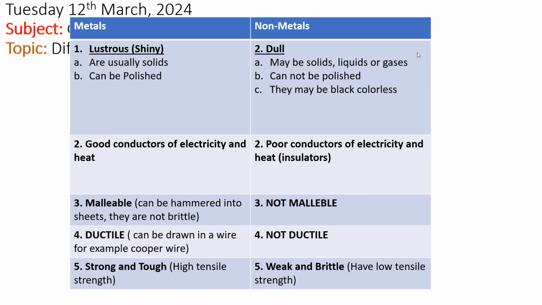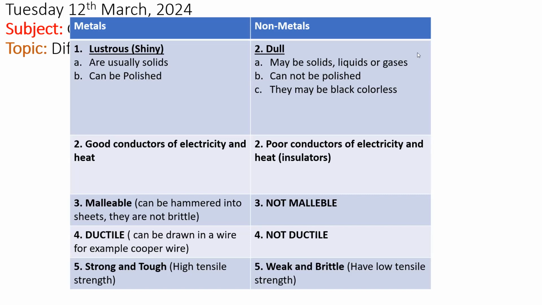Someone ready to give that example? I need someone else, something else. Metals are usually solids, and non-metals may be solids, liquids, or gas. Okay, thank you. A metal could be a liquid, but as a general rule, metals are typically solids.